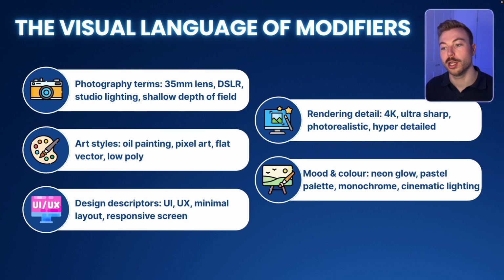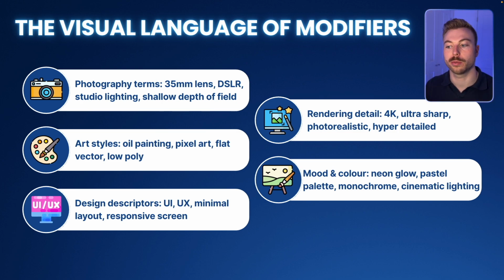The rendering details, some of the elements around the quality of the images that we want. Is it 4K? Is it ultra sharp? Photorealistic? Hyper details? We can then also look at the mood and colors. Neon glow, pastel, monochrome, cinematic lighting. And what do all of these things have in common?